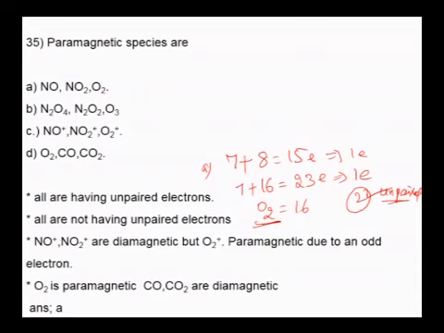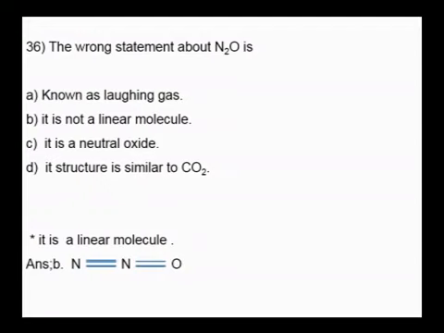Let us see in case of the second one. In the second, third and fourth options, some of the species are not paramagnetic. Therefore, the correct option is the first option. Now, let us see the next one.